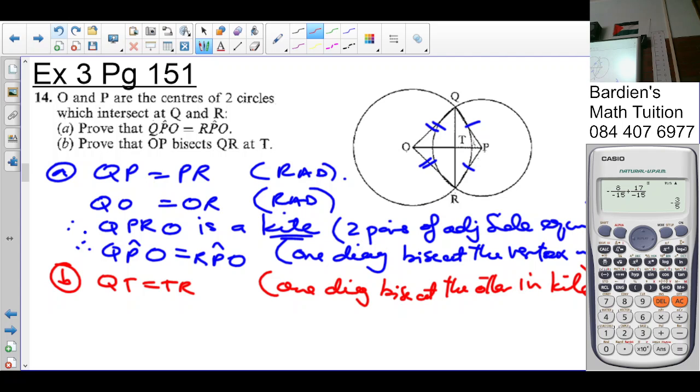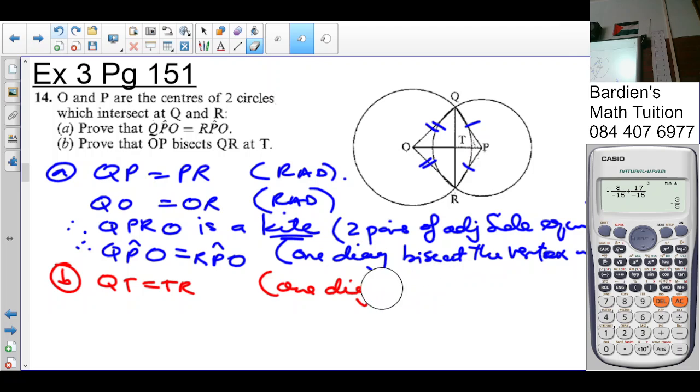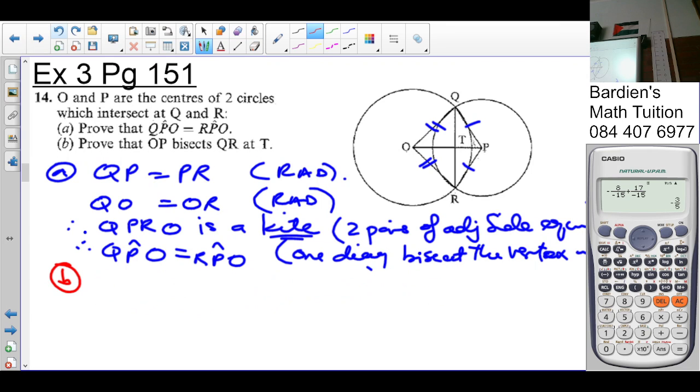Okay? So I'm going to do the congruency so that you can see how we use it. So it's going to be in triangle QPT and triangle RPT. What can we say? You see, but some of you would ask, why am I not using that triangle? Because if you're going to use that triangle, I'm not picking up QT and TR. Can you see that? So that's not going to help me in proving that.